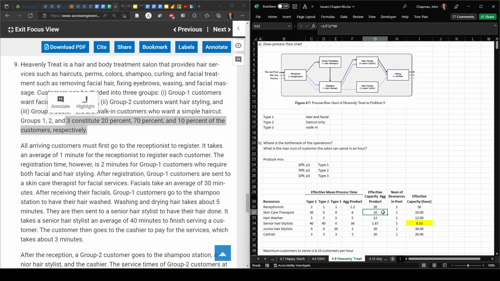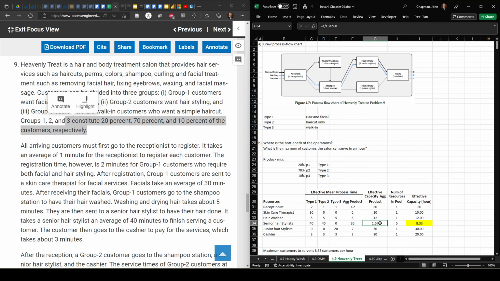The skincare therapist has an effective capacity of 10. For the aggregate, the hair washer, 12. Again, these are the same formulas as above: 1 divided by the effective mean process time of the aggregate times 60 to put it in terms of hours. So the hair washer has an effective capacity of 12 customers per hour on the aggregate.